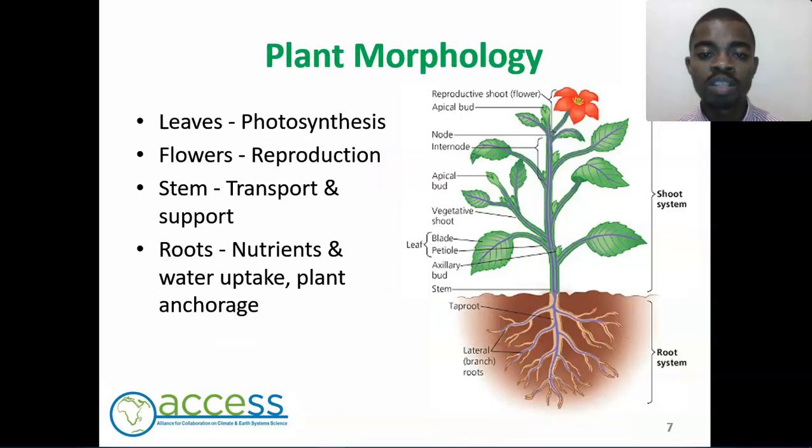So this is plant morphology. Morphology means how an organism is formed. So in this situation, it's how a plant is formed. So we see here that on the right-hand side of the image, there is a root system, which is below the soil, and a shoot system, which is above the soil. So we are more interested in the area of photosynthesis, which is almost always the leaves.